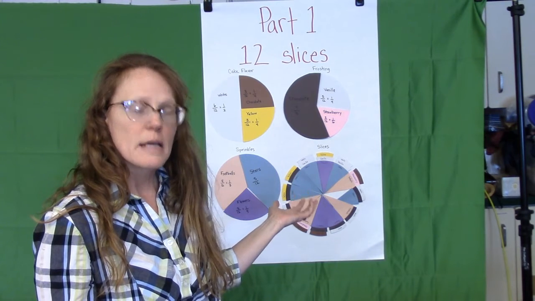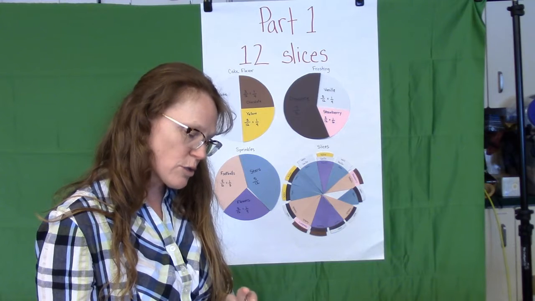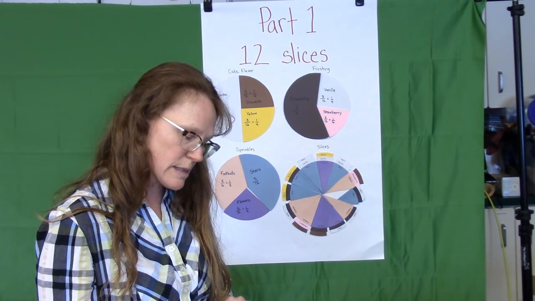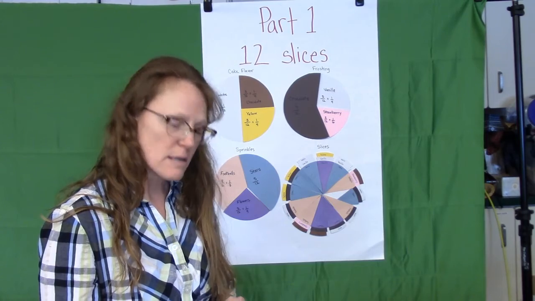And then part two, you will be collecting your own data to create your cake and individual slices. You'll be finding equivalent fractions, and you will make comparisons there as well.